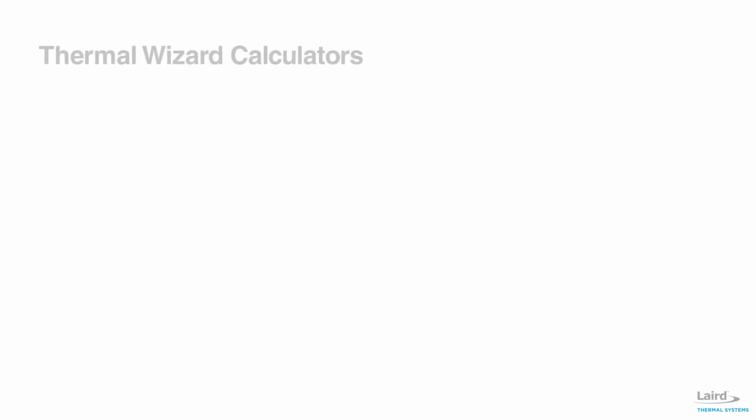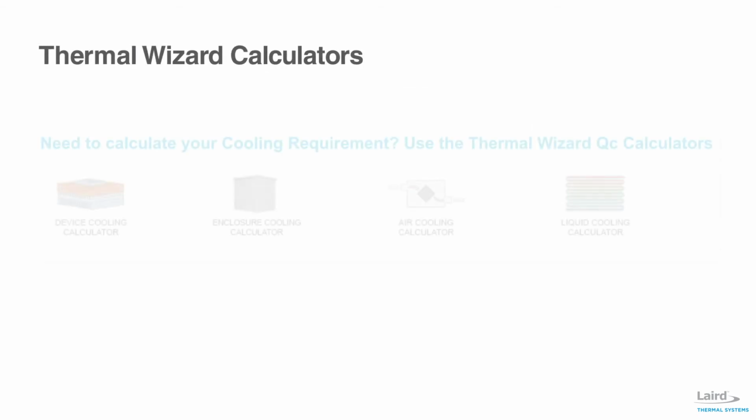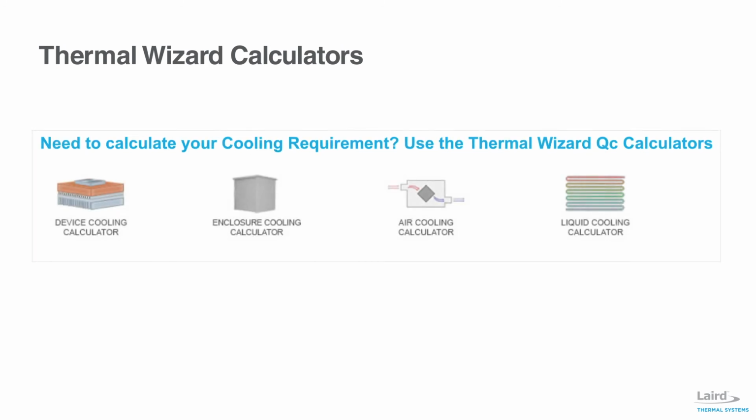If the cooling capacity requirement, QC, of your application is unknown, the Thermal Wizard provides 4 calculators: device cooling, enclosure cooling, air cooling, and liquid cooling, each with pre-programmed examples to help you define the QC value and quickly get your design underway. In this product training module, we will focus on the air cooling calculator.